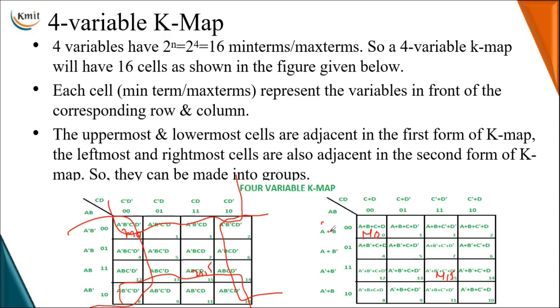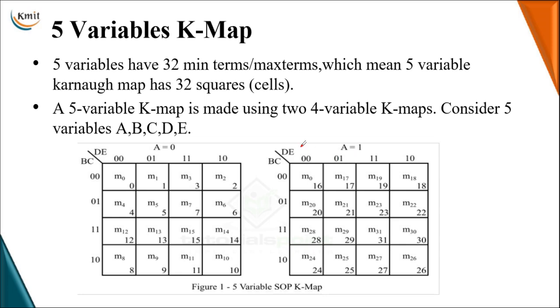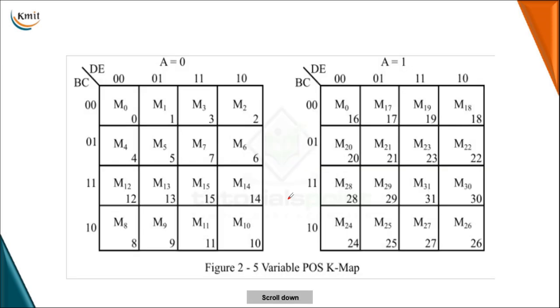Next we will go for the 5 variable map, which is defined with 4 variable K-maps, as you have to use 2 layers. The topmost layer has A equal to 0, and the bottommost layer has A equal to 1, and we represent the minterms, where M0 is the first minterm and the last minterm is represented with M31. Based on the given function minterms, you have to map your function and use the adjacency technique, then minimize your function into the minimum number of literals.